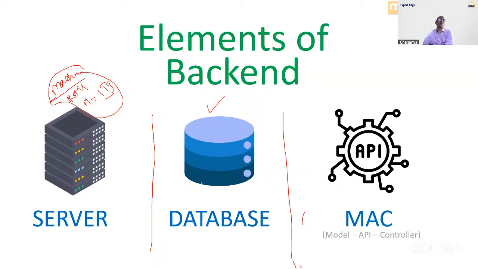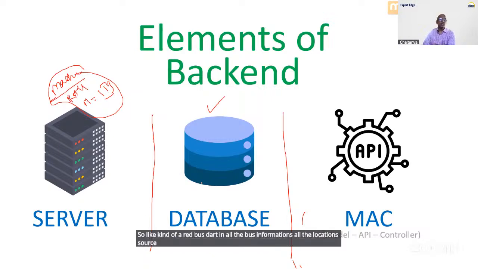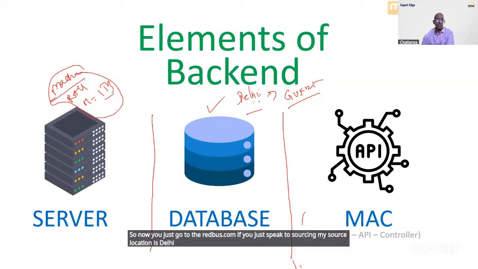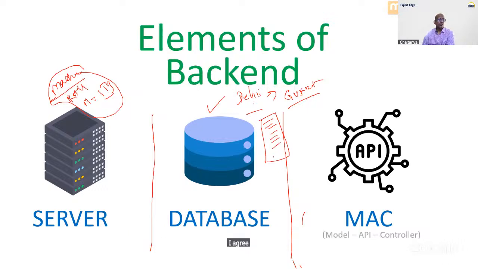Like redbus.in, all the bus information, all the locations, sources and destinations, all the passengers, and all the timings of the buses, everything is stored in the database. When you want to travel from, let us say, Delhi to Gujarat, if you go to redbus.com, my source location, my start point, is Delhi, and my destination point is Gujarat, it is going to show the list of all the buses available. Agree? Bus number 1, 2, 3, 4, up to 40 buses.